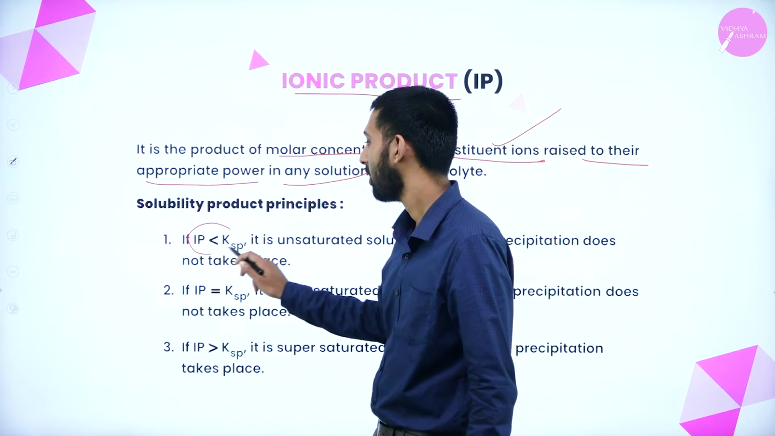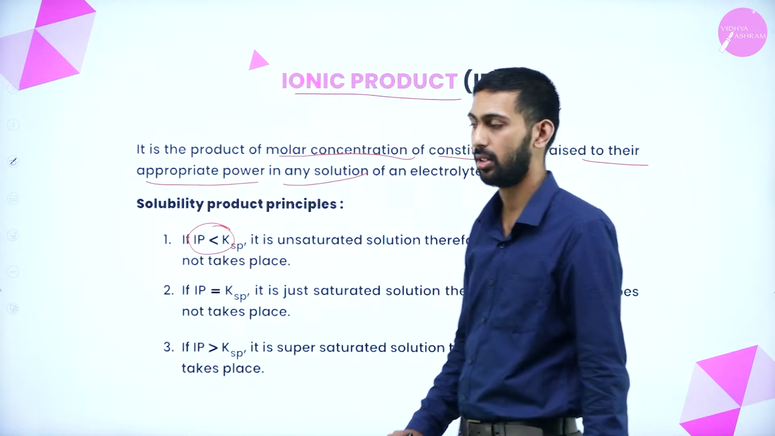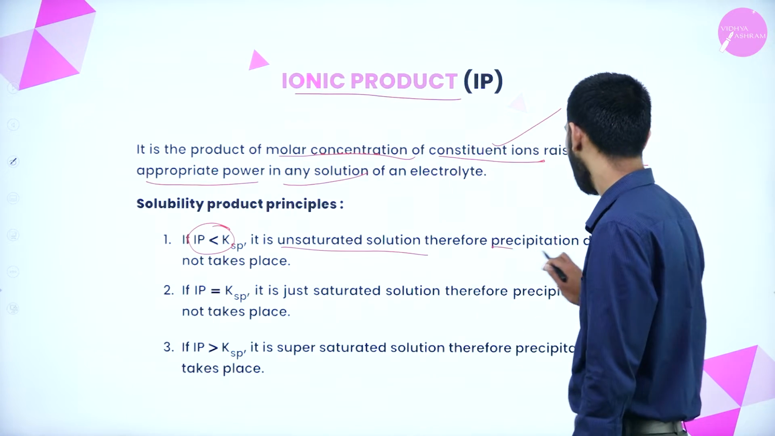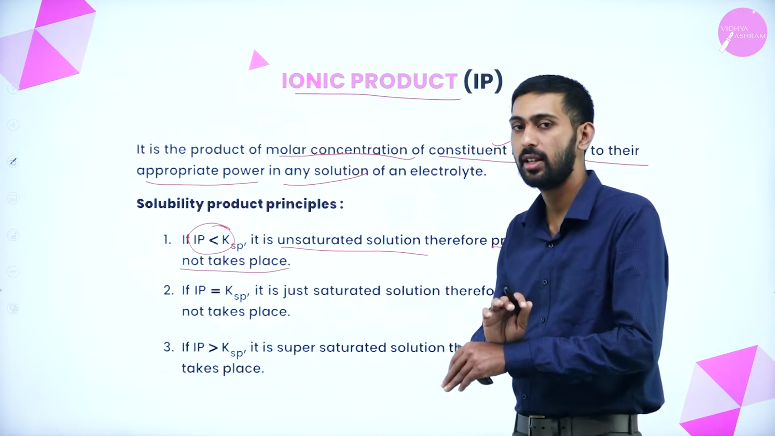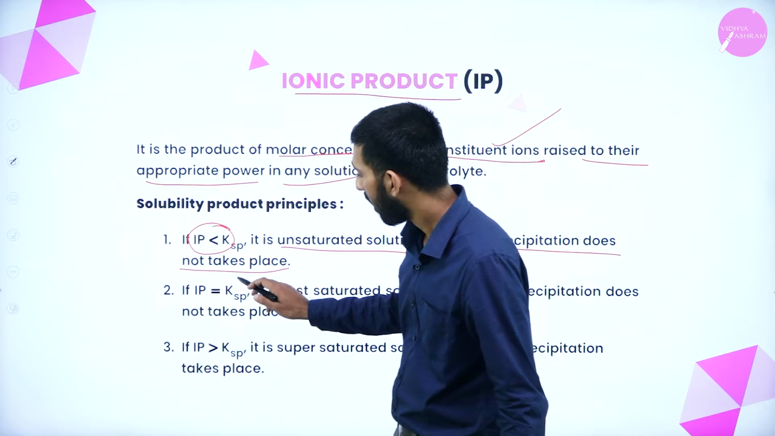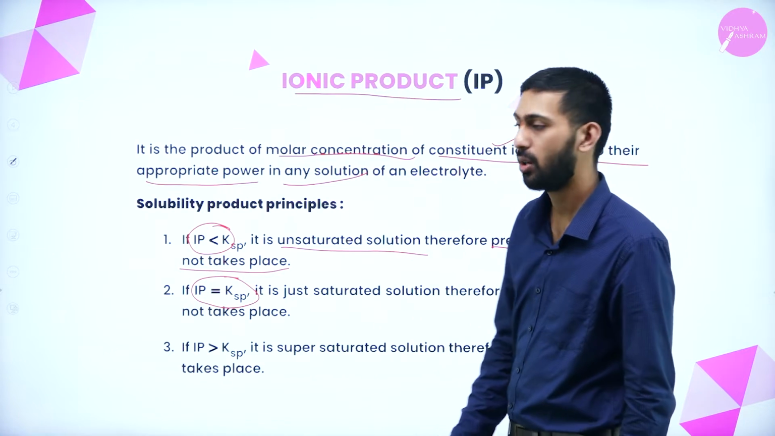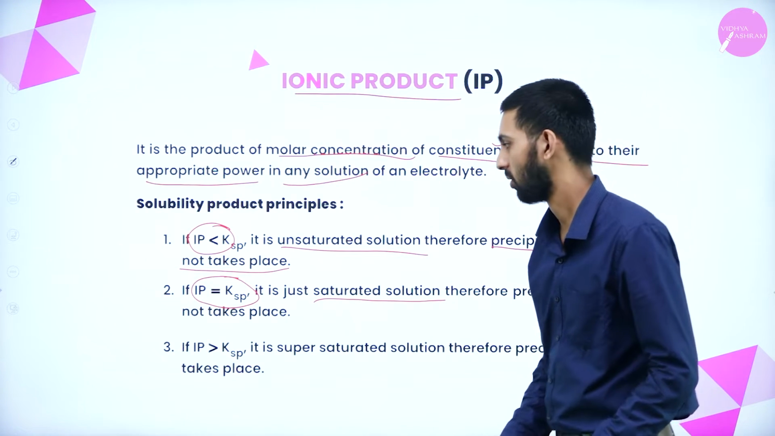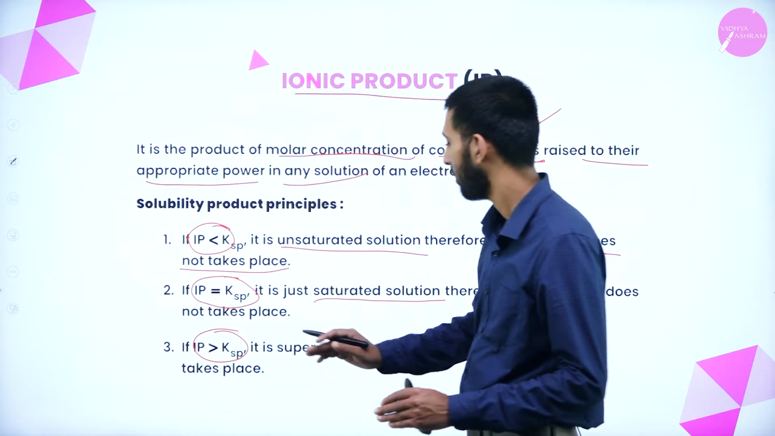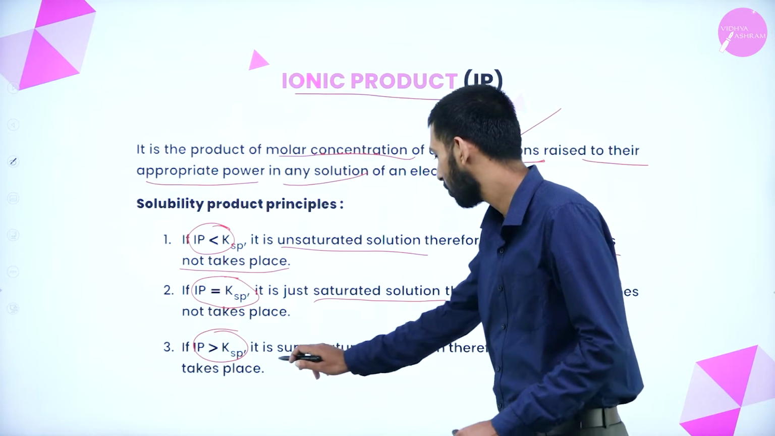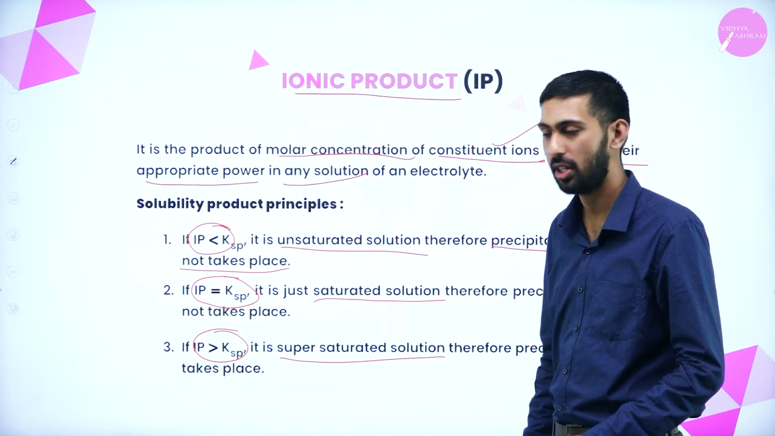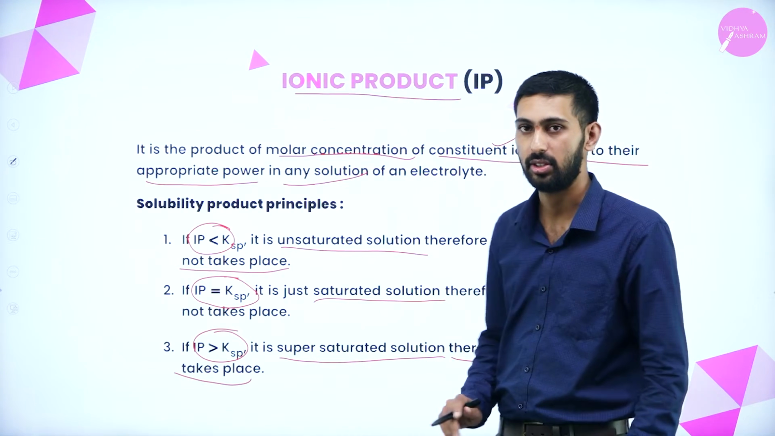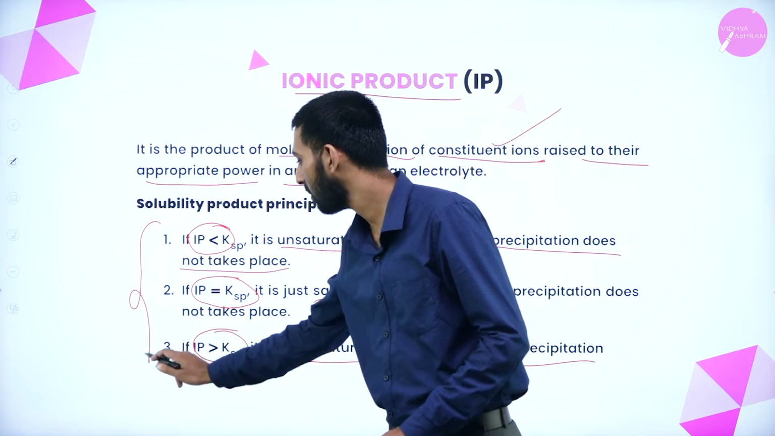Next, if ionic product is lesser than solubility product, what will happen? It is an unsaturated solution. Therefore, precipitation does not take place at all. If ionic product is equal to solubility product, what will happen? It is just a saturated solution. If ionic product is greater than solubility product, what will happen? It is a supersaturated solution. Therefore, precipitation takes place. So these are the 3 relations. It is very much important.